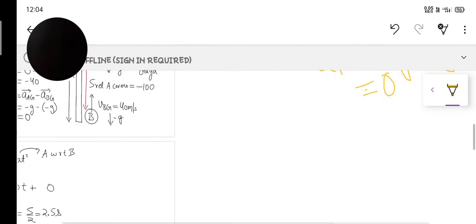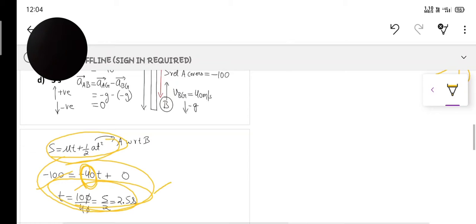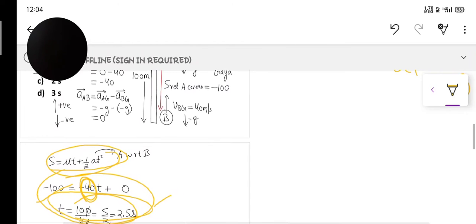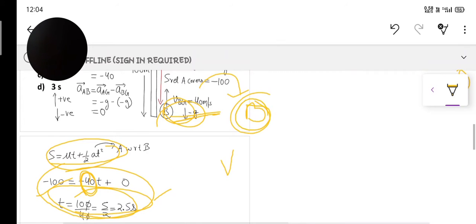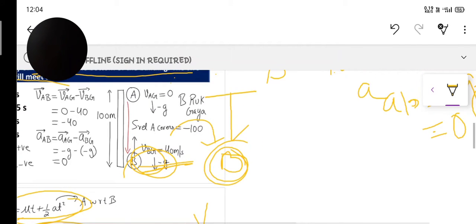So we have to find the time, using the formula s equal to ut plus half a t squared. What is the velocity? It is minus 40 with respect to b, so they will meet after 2.5 seconds. We are not observing where it is made; we are considering that they meet here. Now b is stopped, so they meet here. As we are using relative velocity, b is stopped, so we are finding the time from here to here, because here they both meet.